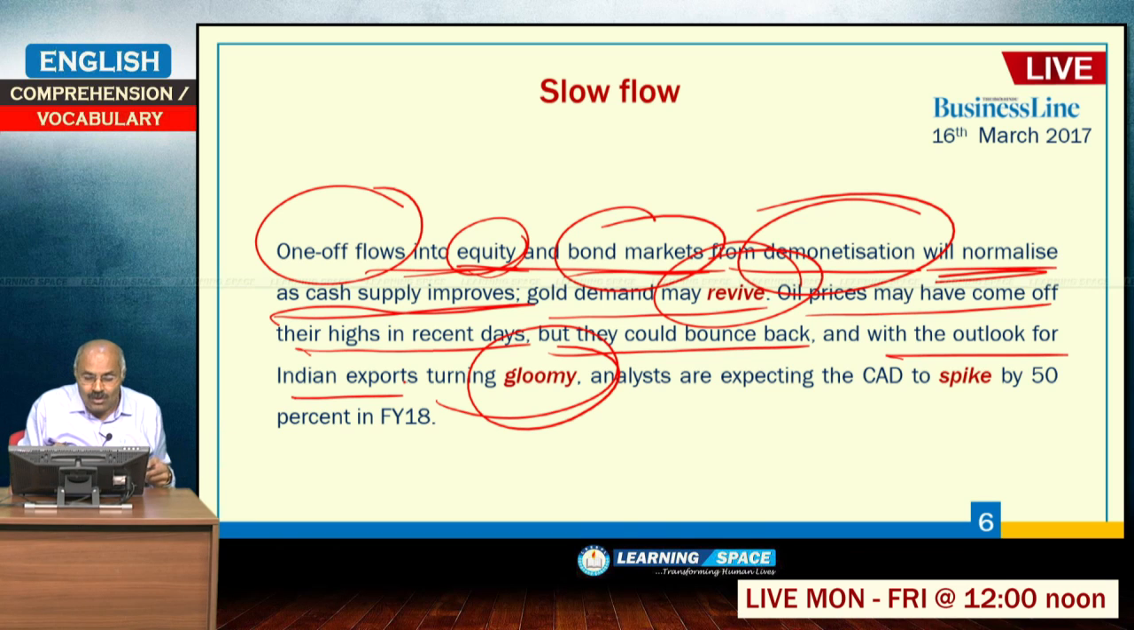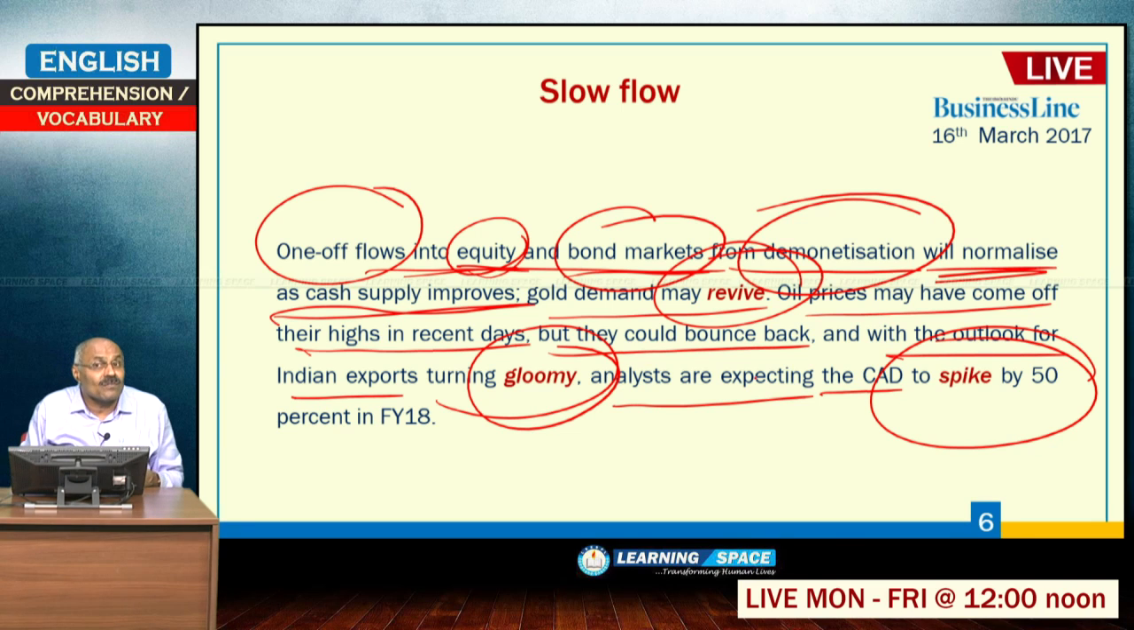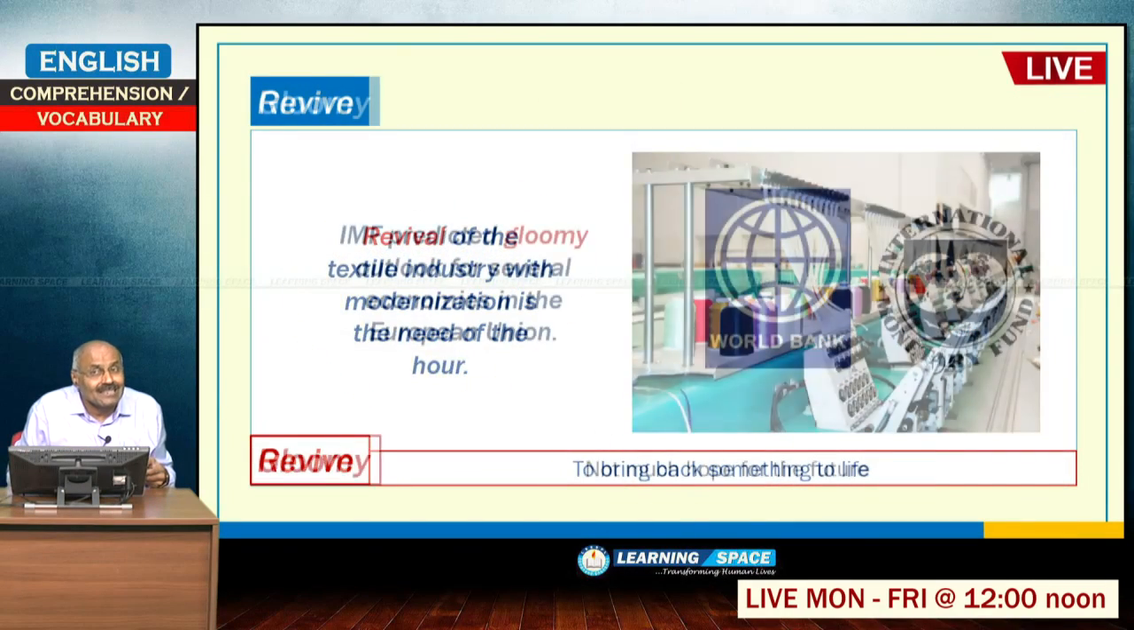So, analysts are expecting the CAD to spike by 50% in financial year 18. CAD, the current account deficit, in comparison to last year is expected to increase by 50%, right. Here spike means a sharp increase. Spike is to be used when there is a sharp increase. So, looking at all these factors, Indian exports are gloomy and gold demand may be revived, and all these factors will increase the current account deficit by 50% next year.